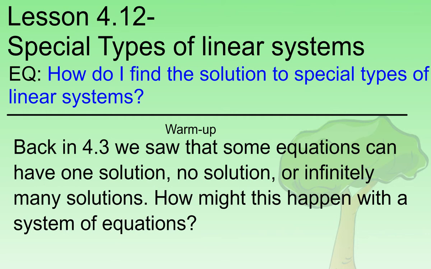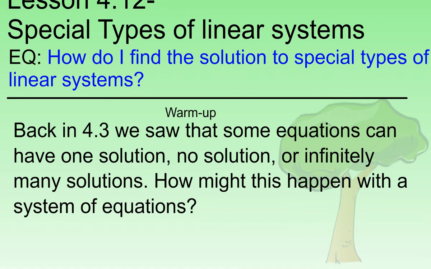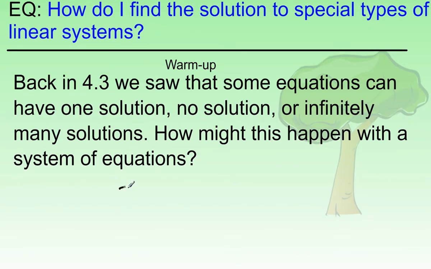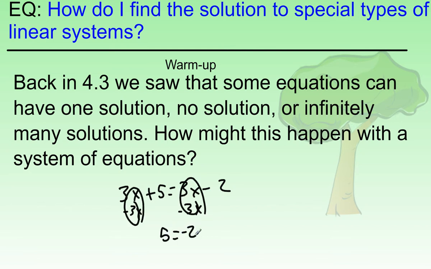In the warm-up, it says, back in 4.3, we saw that some equations can have one solution, no solution, or infinitely many solutions. If you remember, that's when you're solving an equation like 3x plus 5 equals 3x minus 2, and if you subtract 3x on both sides, the x's cancel, and we got 5 equals negative 2. Well, this had no solution. And there's a scenario where we could have one solution, like x equals 3, and a scenario where you get infinitely many solutions, if the variables cancel out and you have 8 equals 8.